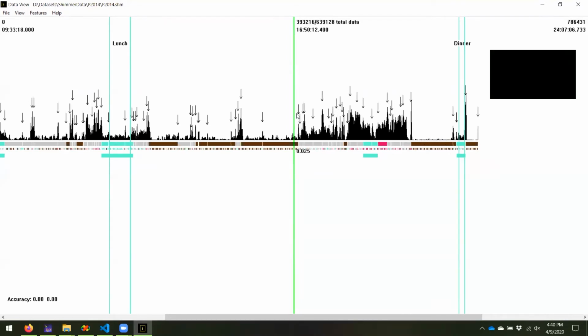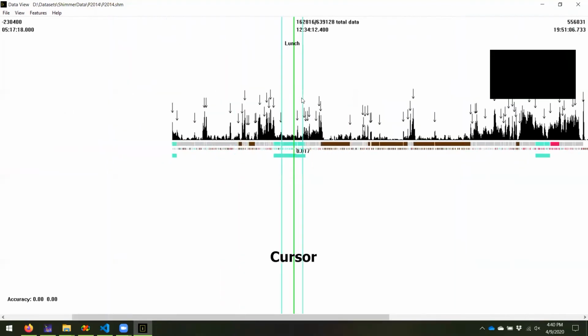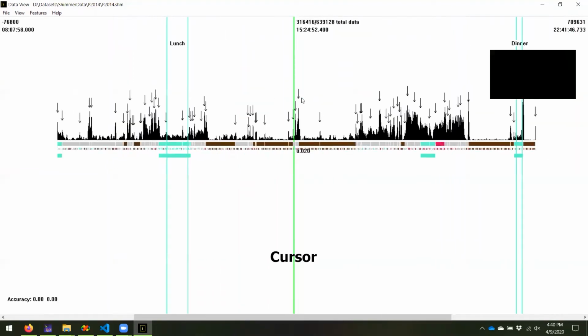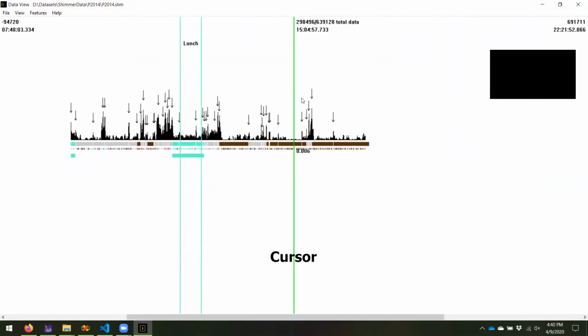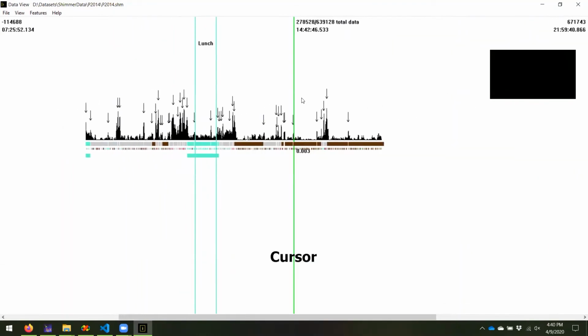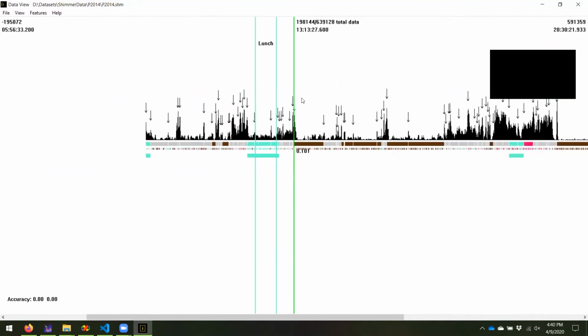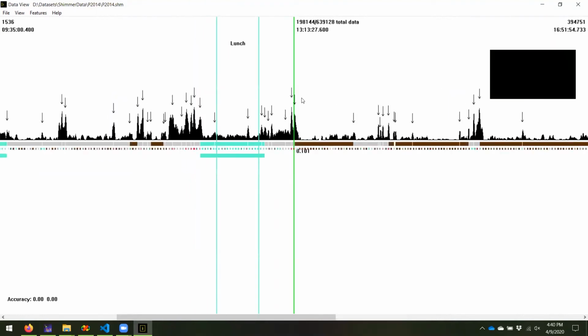You also see the green vertical line, which indicates the cursor. Using the cursor, I can go back, forward, or I can play slowly in any direction. I can also zoom into the data to look at details.